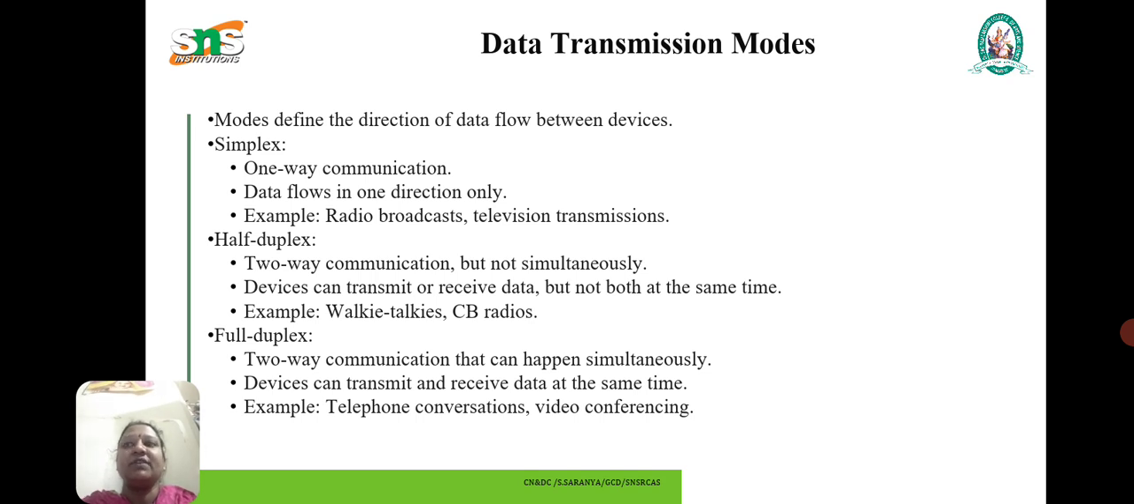The second one is half duplex. This is a two-way communication mode, but a device can only transmit or receive data at a time, not both simultaneously. Think of a walkie-talkie conversation. Users can take turns talking but cannot speak and listen at the same time. The next one is full duplex. This is the most versatile mode, allowing two-way communication to happen simultaneously. Devices can transmit and receive data at the same time. A telephone conversation is a good example. Both parties can talk and listen at the same time, enabling a natural flow of conversation.